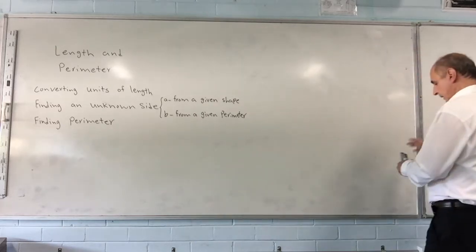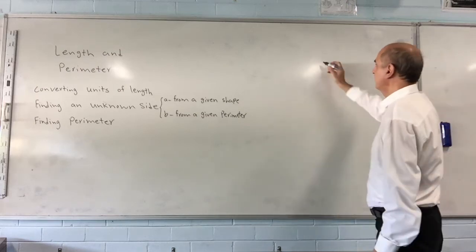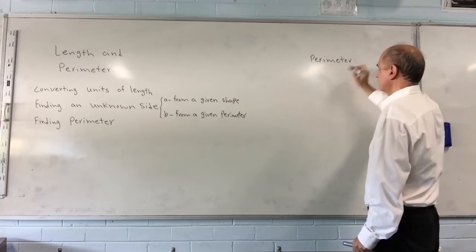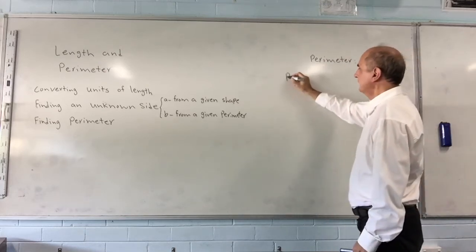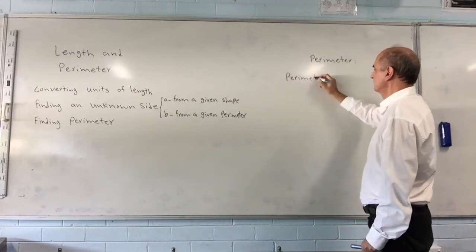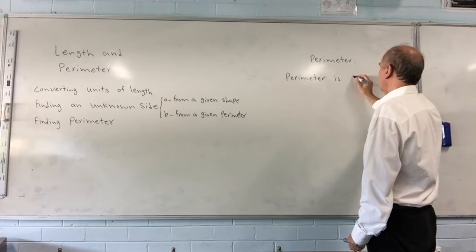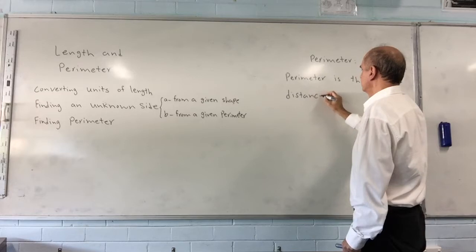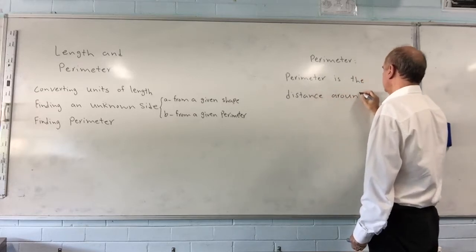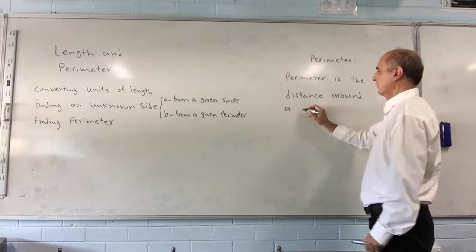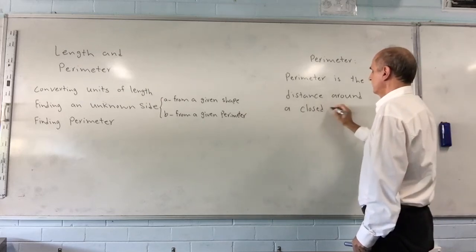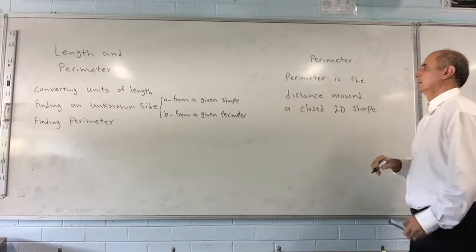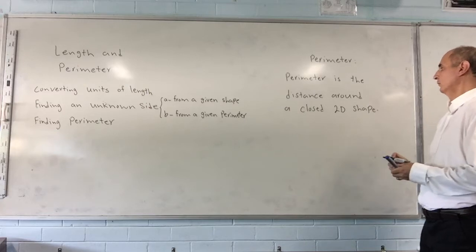Okay, let's look at perimeter. What is perimeter? Perimeter is the distance around a closed shape, a closed 2D shape. Okay, so the distance around the closed 2D shape.